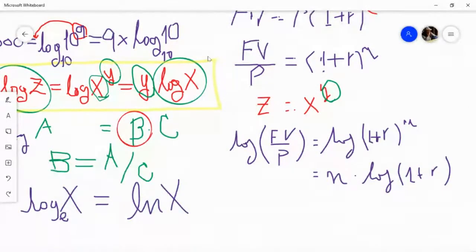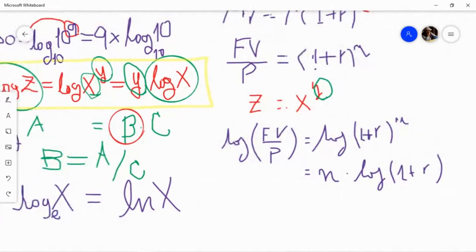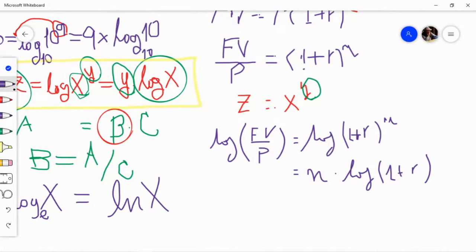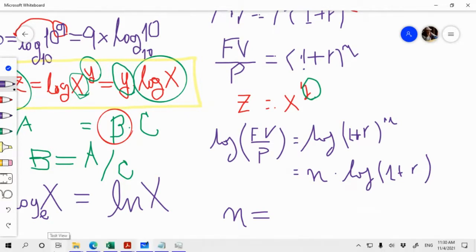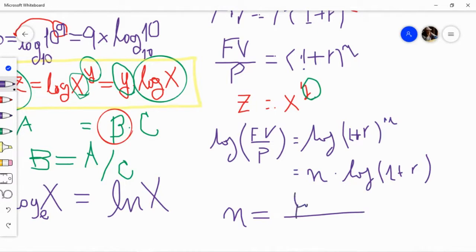We can easily solve for n, because it's a multiplicative function now. Then n is the log of the left-hand side, which is FV over P, divided by the log of 1 plus r. Okay, that way eventually we can nail this n.